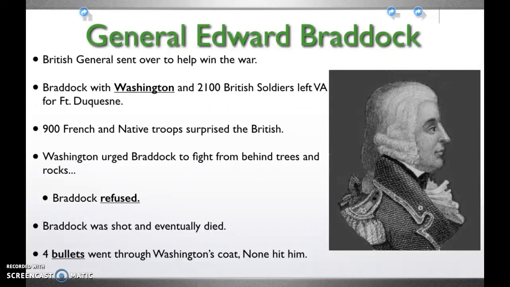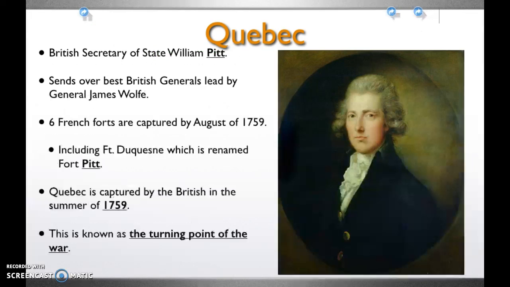Obviously, Washington was meant for greater things on that day than being shot down at the Battle of Fort Duquesne. As a result, British Secretary of State William Pitt sends more troops, more generals. He sends over his top general, James Wolfe.